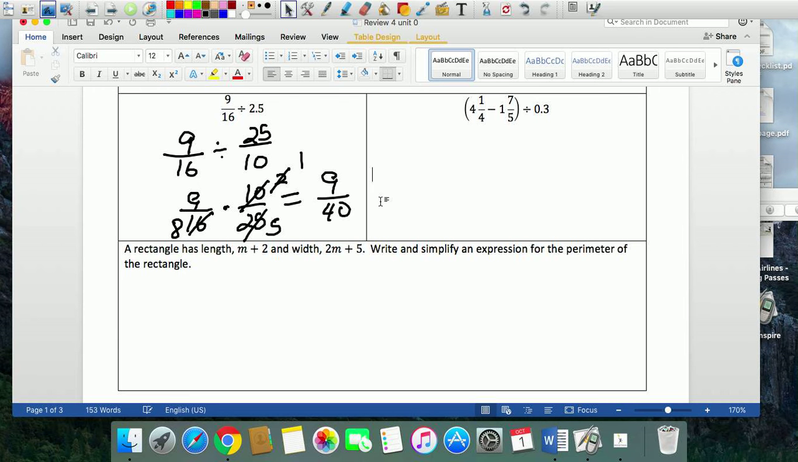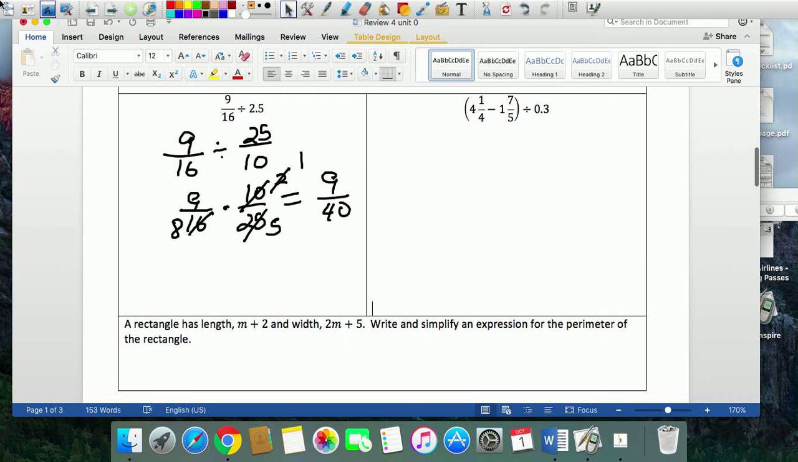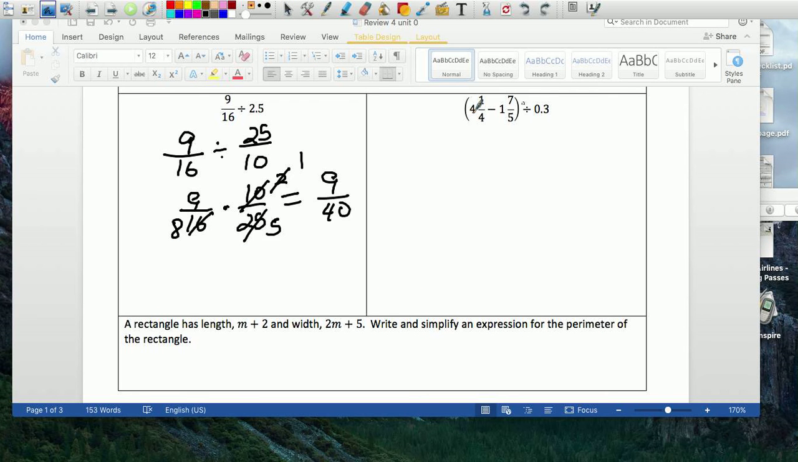Let's open this up a little bit more. Again, we have a problem here that's subtraction, so we have to subtract first and then divide. So let's take care of this. I'm going to change this to an improper fraction. 4 times 4 is 16, plus 1, 17 over 4. Minus 5 times 1 is 5, plus 7 is 12 over 5.